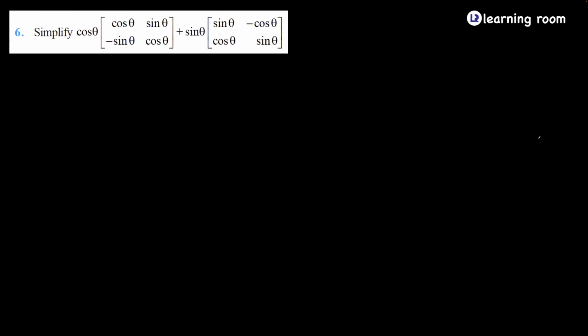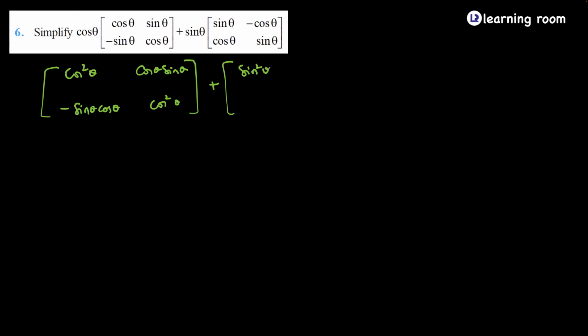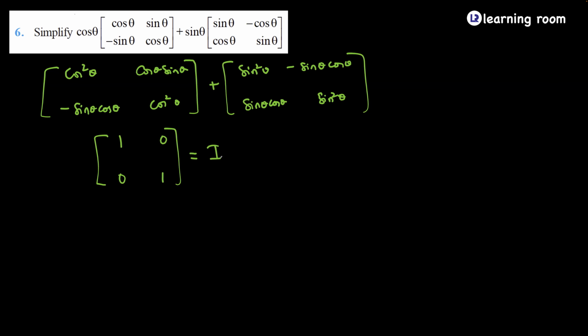So we need to simplify this. Right. So what is this going to be? Cos square theta, cos theta sin theta. This is going to be minus sin theta cos theta, and cos square theta plus sin square theta minus sin theta cos theta. This is plus sin theta cos theta, and this is sin square theta. What are we supposed to do to them? Add them, right? So when you add them, cos square theta plus sin square theta, 1. Cos theta sin theta minus cos theta sin theta, 0. Minus sin theta cos theta plus sin theta cos theta, 0. Cos square theta plus sin square theta, 1. Basically, you're getting an identity matrix of order 2. Right?